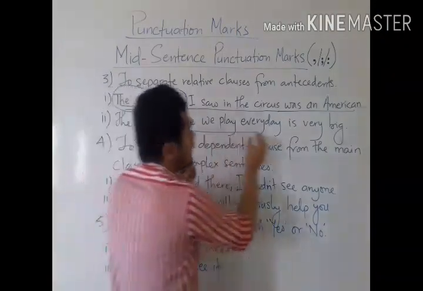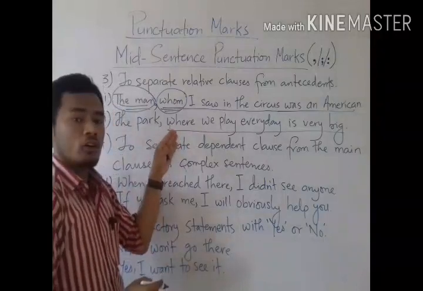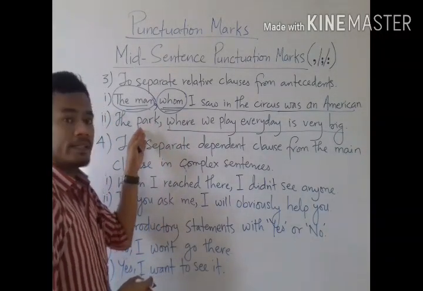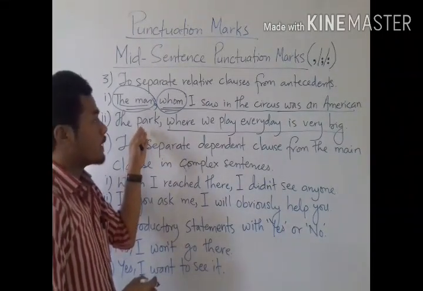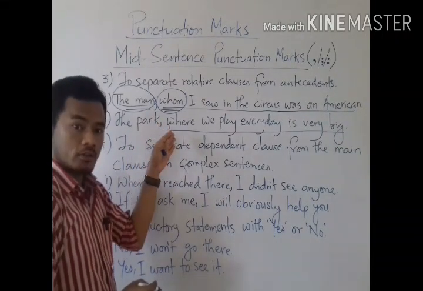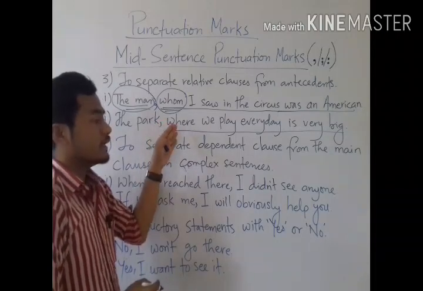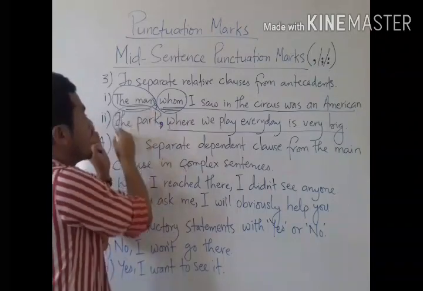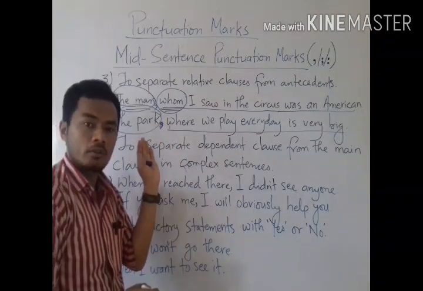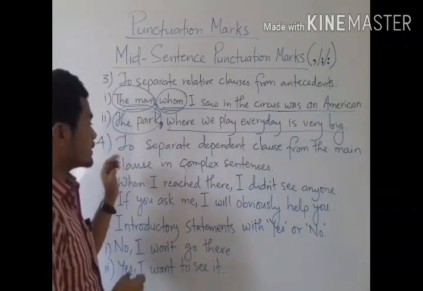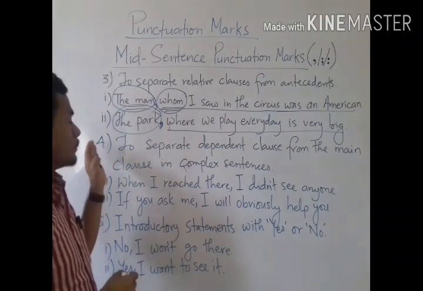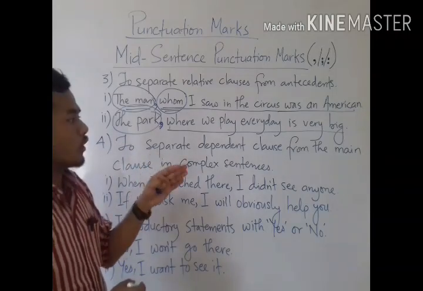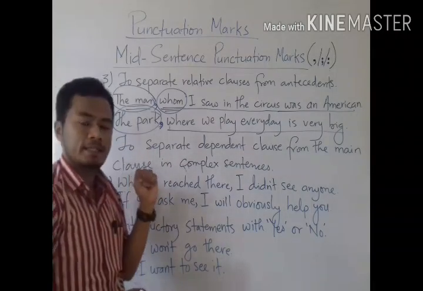See here, where we play every day is very big. Here this is a dependent clause, and it has been separated from the antecedent. Okay, see here, relative clause. So relative clause is separated by comma, and its antecedent is the part, which is a noun. Okay, so now another condition, example number 4. Another condition is to separate dependent clause from the main clause in complex sentences.